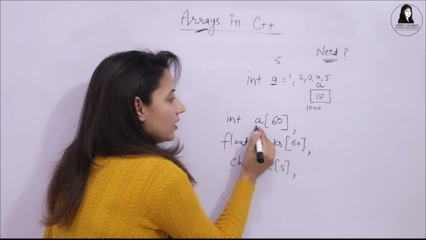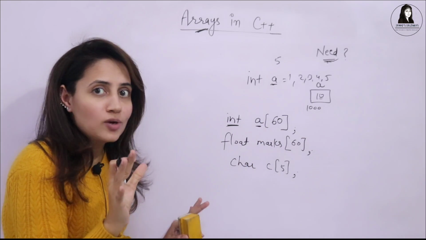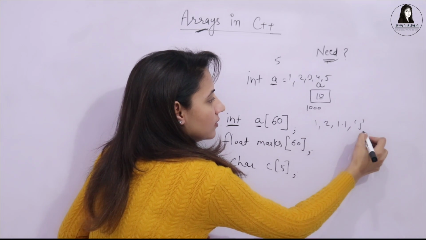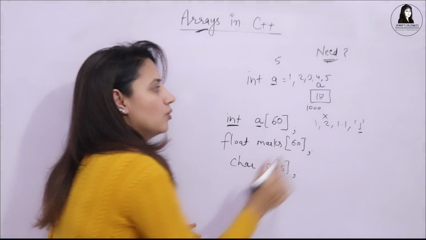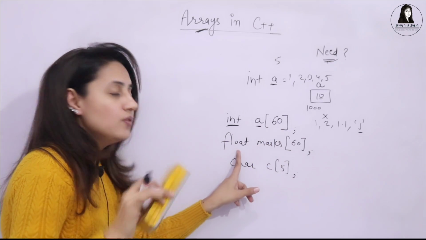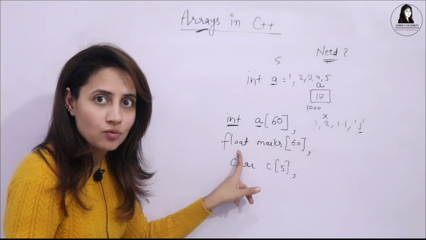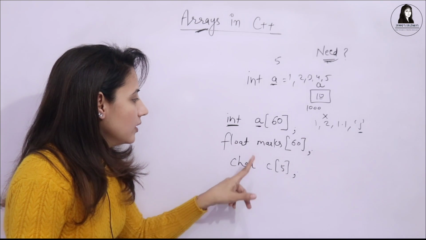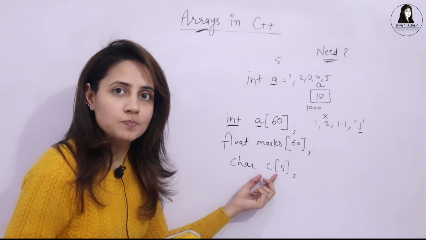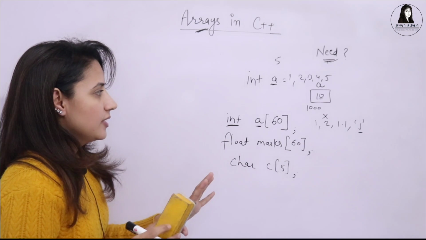It means if this array A is an integer array, we can store only integer values. It's not like we can store 1, 2, 1.1 and a character also. No, this would be wrong. We can store 60 integer values only. Here we can store only float values. Character values and string values are not allowed. Here we can store only characters, 5 characters here. So I hope this is clear to you guys.